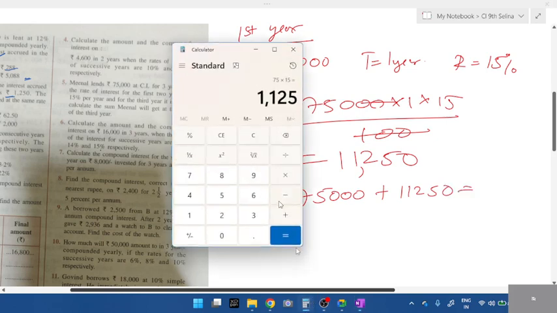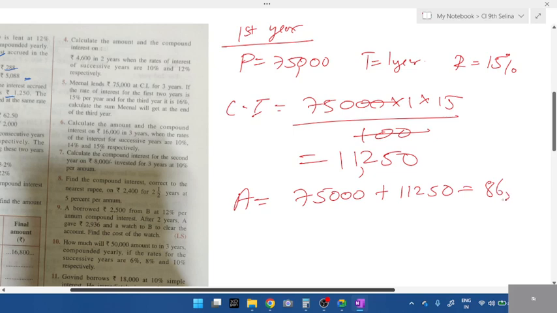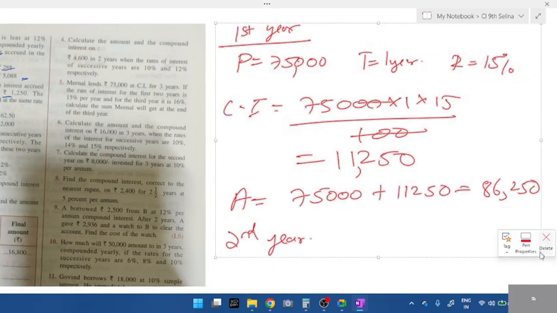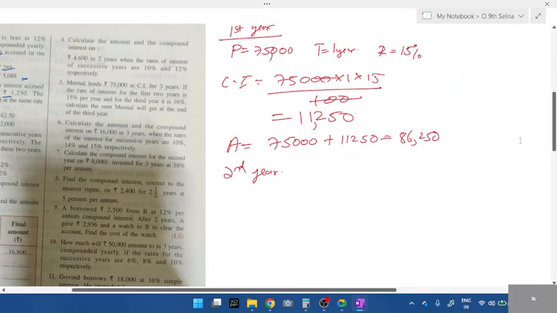11,250. And this will be the principal for which year? Principal for the first year or second year? First year is done. 86,250. Okay, principal for which year? It should be principal for second year, and yeah, second year. First year calculation is done, students. Second year. Okay, for second year, right?